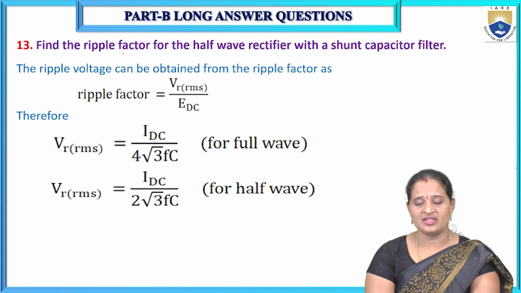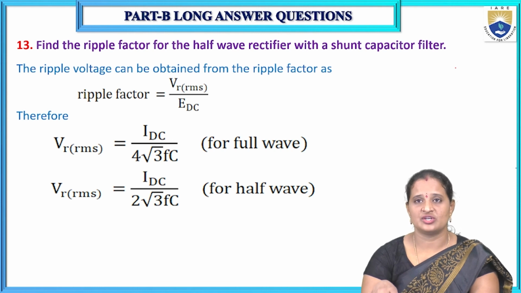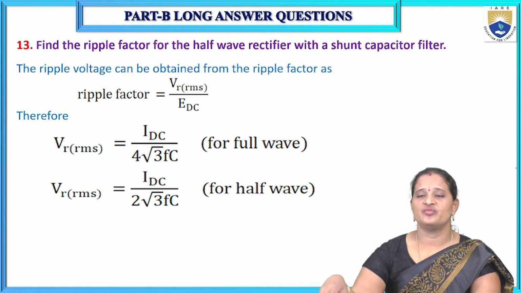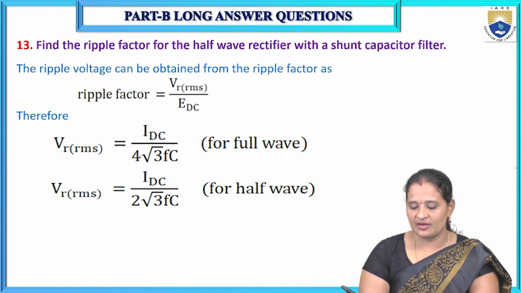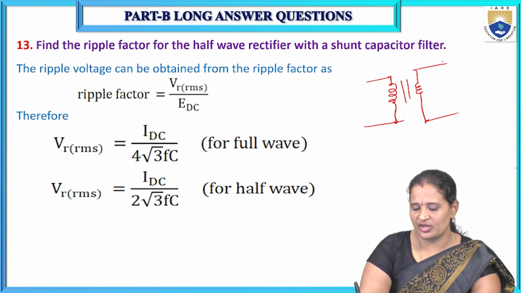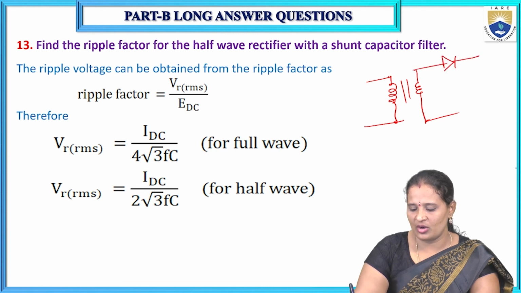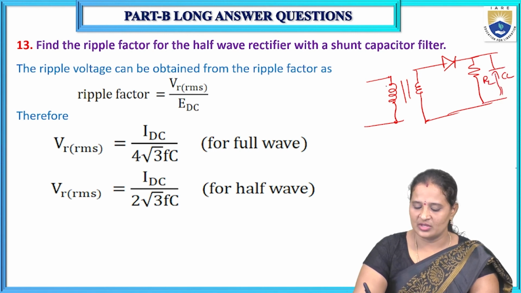Now the next one, find the ripple factor for the half wave rectifier with a shunt capacitance filter. So for this, first draw the half wave rectifier with shunt capacitance filter circuit diagram. What is the circuit diagram? So we have a transformer, as it is a half wave rectifier. So we need to have only one diode, a resistance, and in parallel with the resistance we have a capacitor.